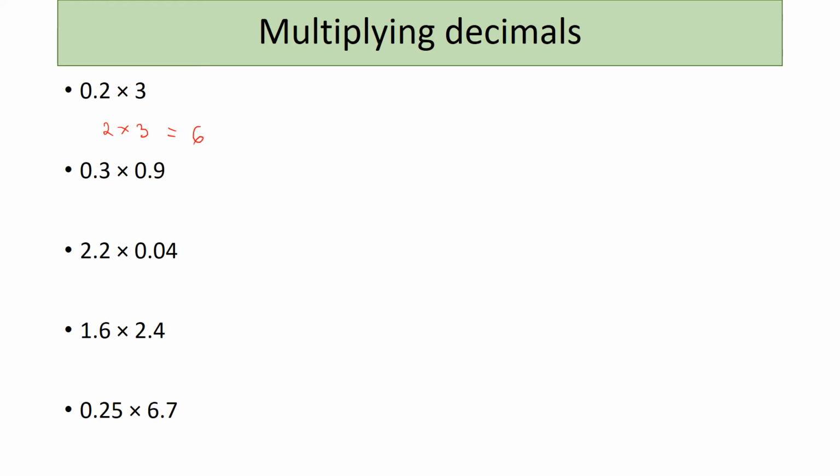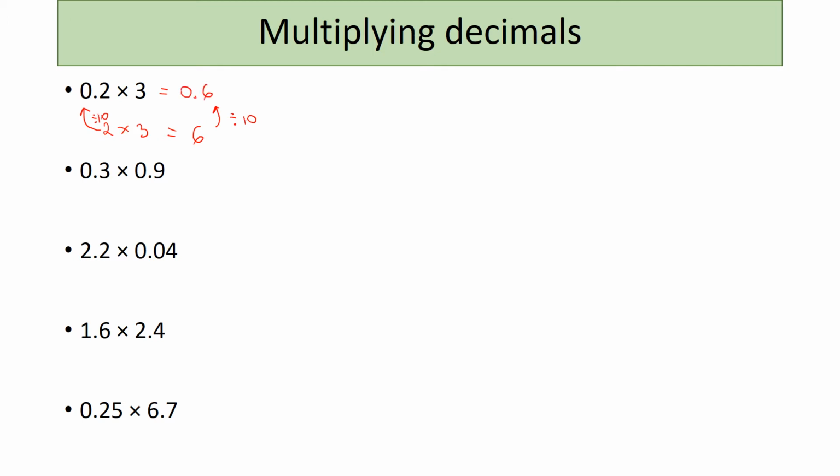Now, when you compare the calculation that we've just completed to the original one, you notice that the number in our original question was 10 times smaller. So 0.2 is 10 times smaller than 2. That means my answer also needs to be 10 times smaller. So I have to divide it by 10, and that is 0.6.